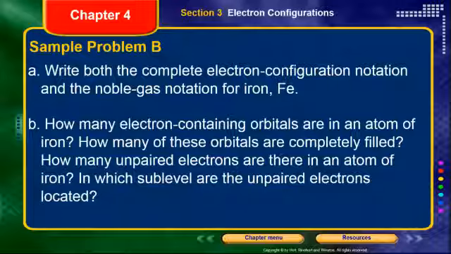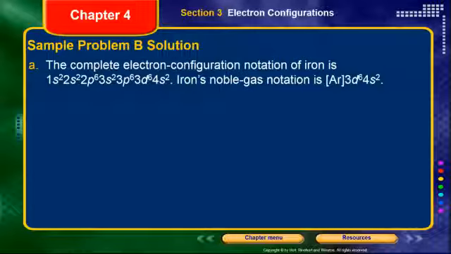Write both the complete electron configuration notation and the noble gas notation for iron, Fe, and how many electron-containing orbitals are in the atom of iron, and how many of these orbitals are completely filled, and how many unpaired electrons are there in an atom of iron, and in which sublevel are the unpaired electrons located. So a lot of questions.